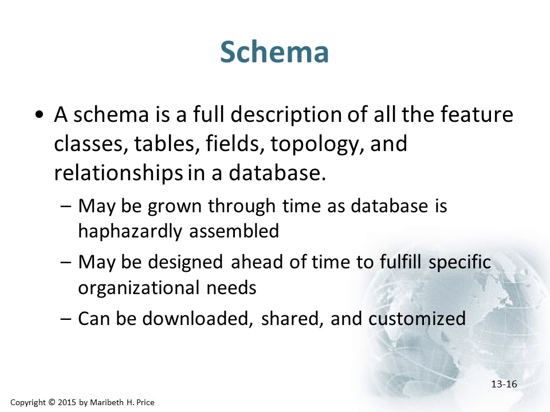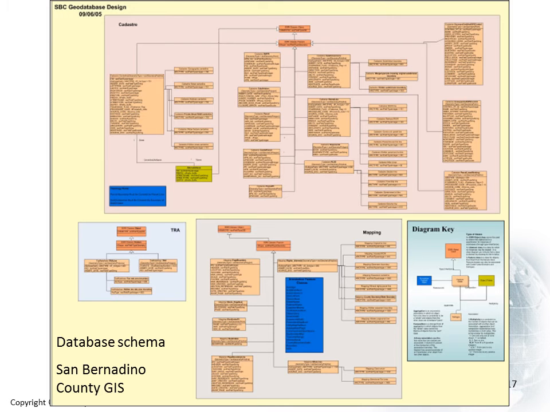Schema. Schema is a full description of all feature classes, tables, fields, topology, and relationships in a database. Now, there's a couple of ways that we can have a schema. We can grow these through time in a database that's haphazardly assembled. Or it can be designed ahead of time to fulfill specific organizational needs. In other words, you define your schema based on what you're going to need, what you're going to do, and then you build your database to accommodate that. It can be downloaded, shared, and customized.